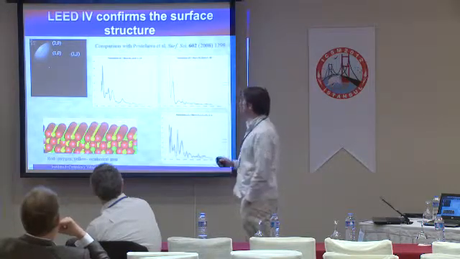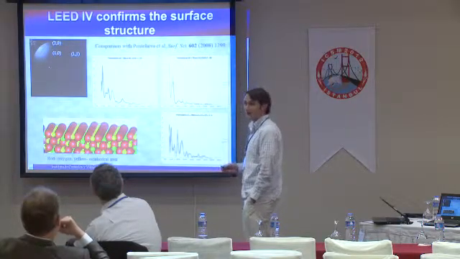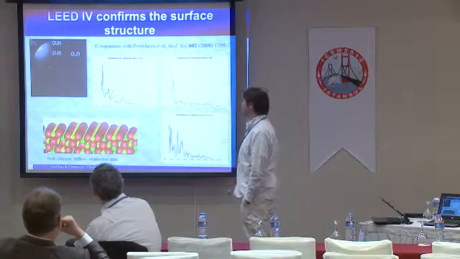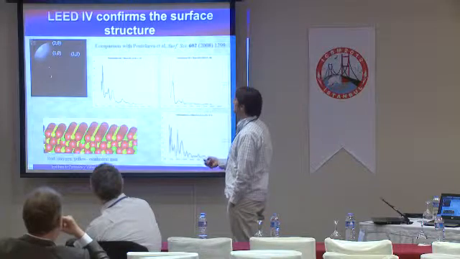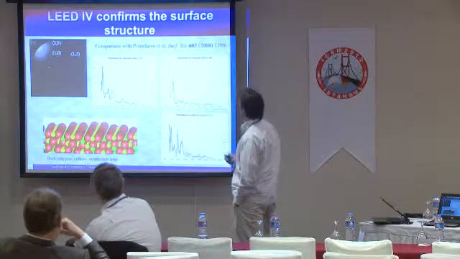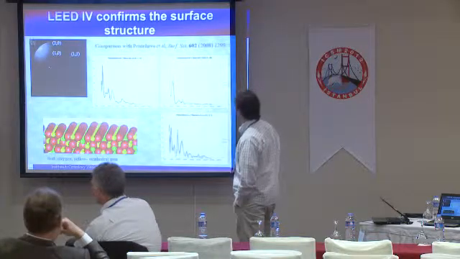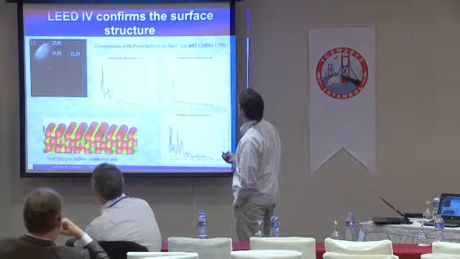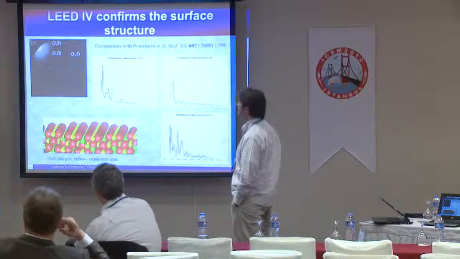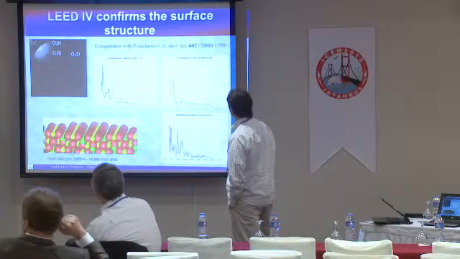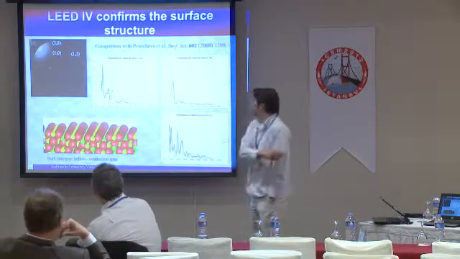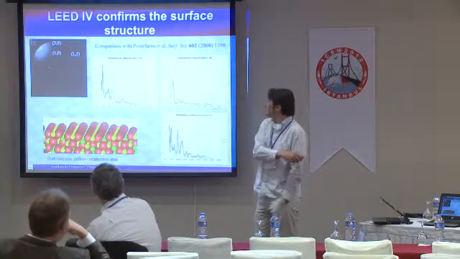But the second question: okay, it's clean, but is it actually 100 magnetite? It's a sanity check that we all like to do. And we did some LEED IV curves, so basically studying the LEED spot intensity as a function of electron energy. What I showed here is a comparison and correlation with the paper from 2008, where they did a very nice LEED study on magnetite. And we can see that it more or less nicely agrees with that paper. So we believe that we have 100 magnetite, a clean 100 magnetite.